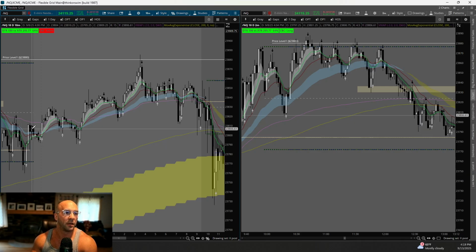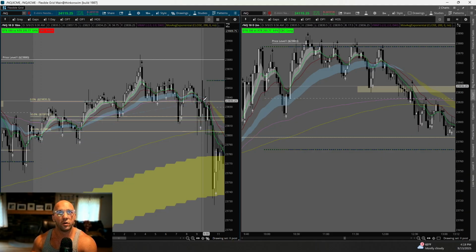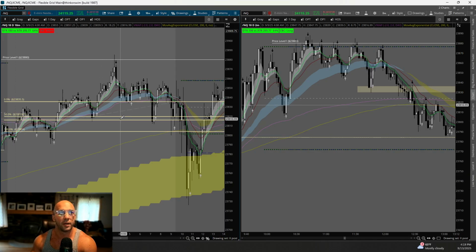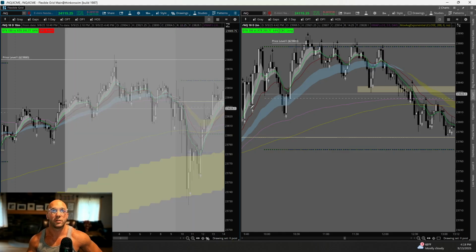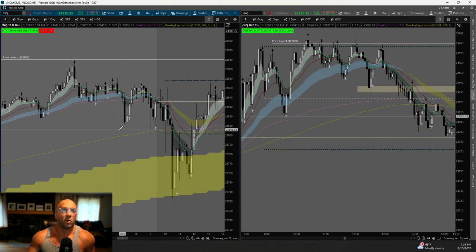Next day, we closed here, we opened here, and we pop up. We pop up right into this pivot area, and we flush down, we fill the gap, so I'm going to turn that off because it's blocking the price action. Otherwise, what could you see here?